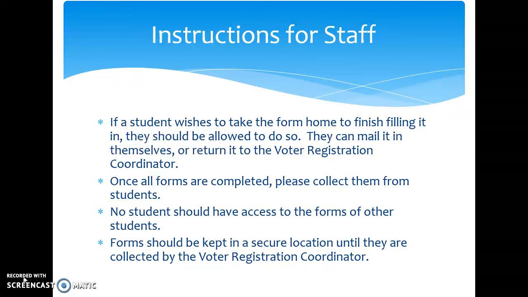If you have any additional questions, please don't hesitate to contact your school's voter registration coordinator, and thank you for your cooperation.